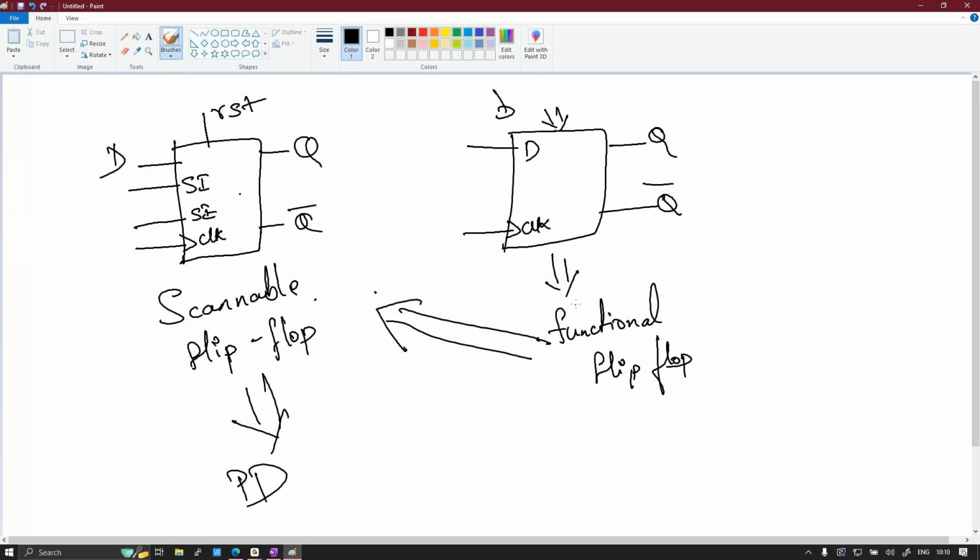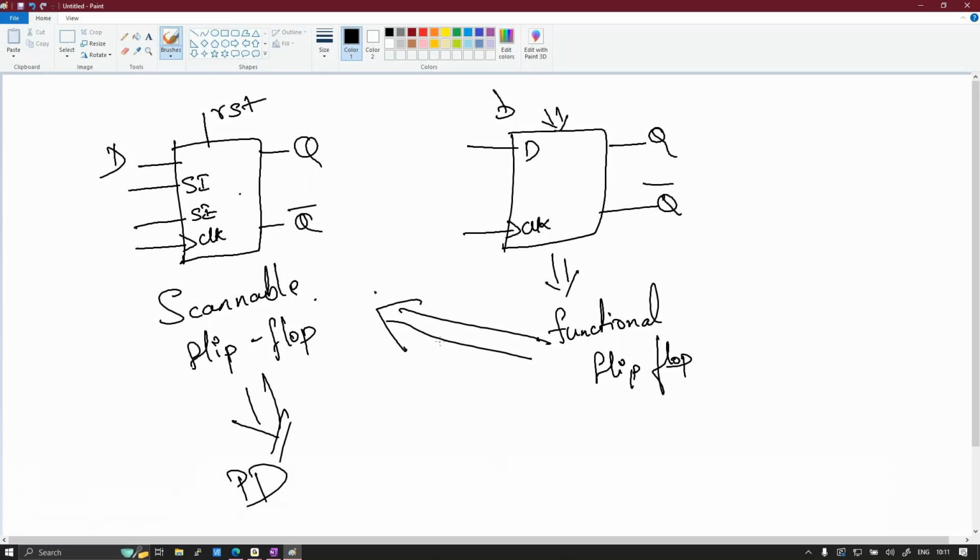Testing. Let's say, as I said, I have 2 million standard cells. So testing everything will become difficult once I start the manufacturing process. So instead of testing 2 million cells one after the other, if I group them and provide them as one scan chain, that will become easy for testing. That's the purpose of scannable flip-flops. When I go to PD, I'll discuss that more.